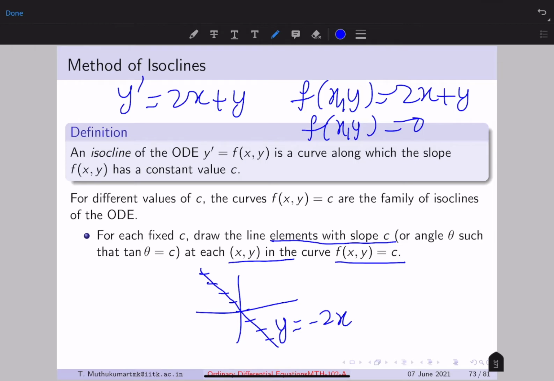So that's what we mean by line element. You draw these small line segments where the slope is this. Now let's say slope equal to 1. What about slope equal to 1? In this case it would be y equal to 1 minus 2x.